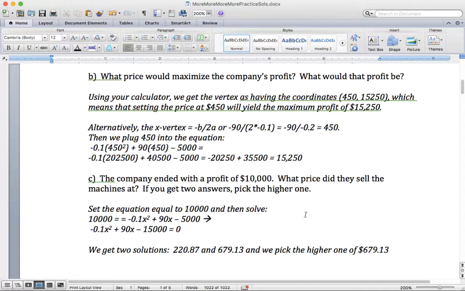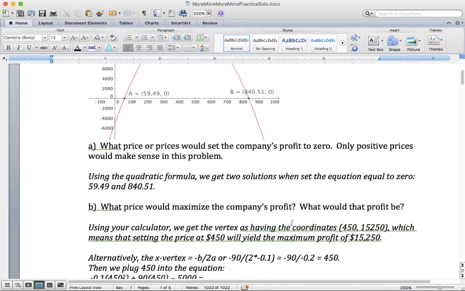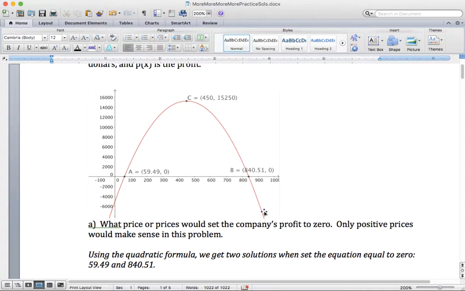Okay, the third question asks, what if the company ended with a profit of $10,000? What price must they have sold the machines at? And it says if you get two answers, pick the higher one, because again, we will end up with two positive solutions to this. So what we could see is that if we drew a line across here at y equals 10,000, we're going to hit our curve at two places. One looks like a little above 200 or maybe a little below, and then the other somewhere around here, closer to 700.